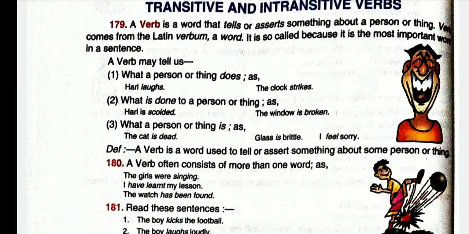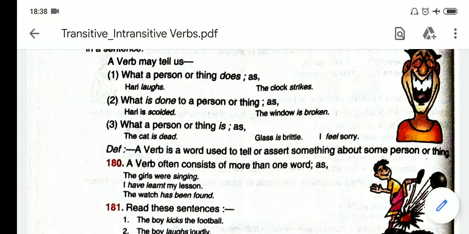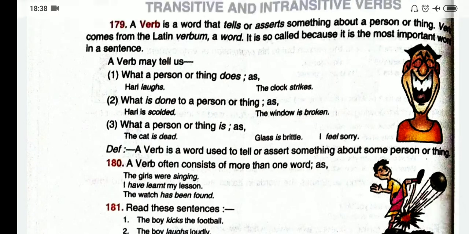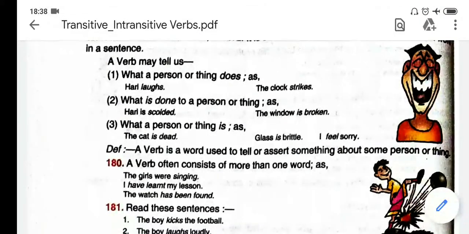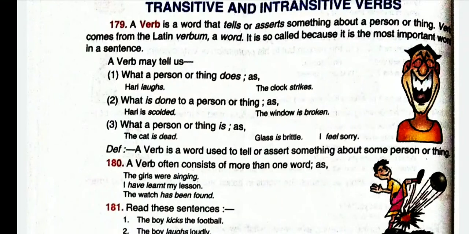And what do you feel? You feel sorry. So in these cases, the verbs are telling us what a person or thing is. In this case, you are sorry. In this case, the glass is brittle. In this case, the cat is dead. So these are the three functions performed by the verb.